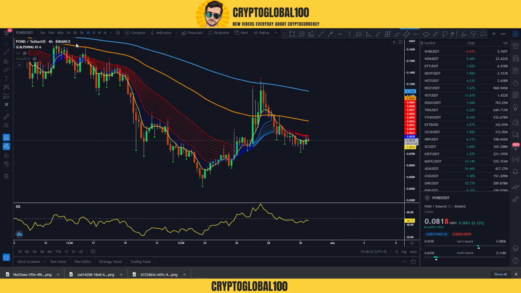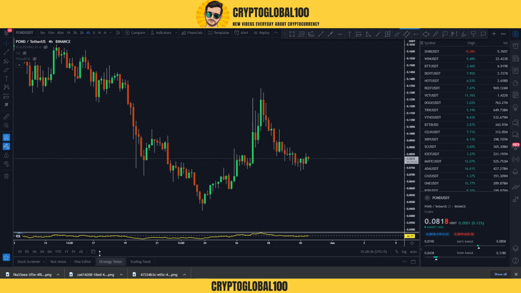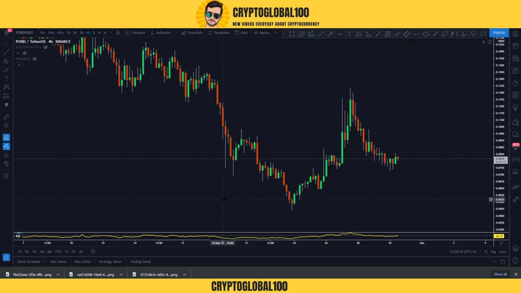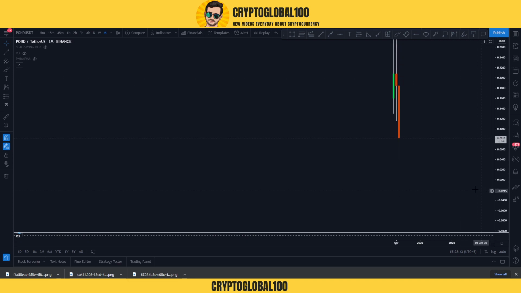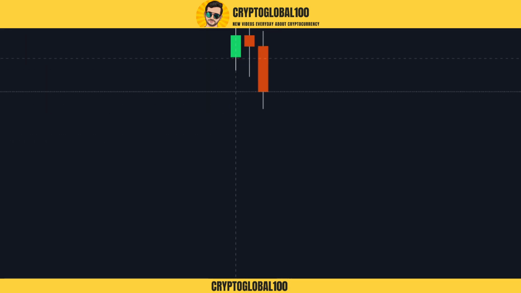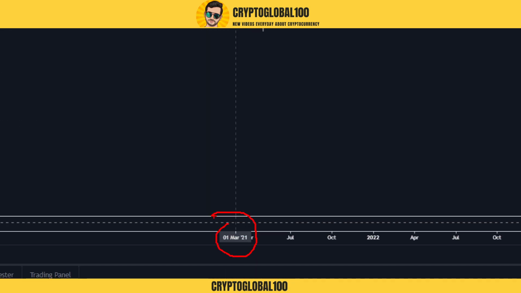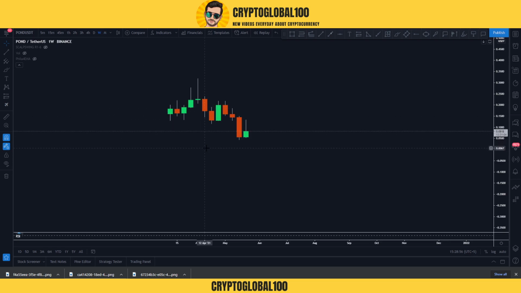So let's jump straight in. I'm going to turn off all these indicators for now. What do we have here today? I'm going to jump onto the monthly chart and find out if we have anything. It was listed on the 1st of March 2021. No, nothing here. Let's go to the weekly chart. What do we have here?